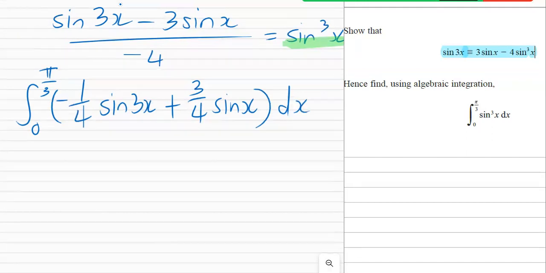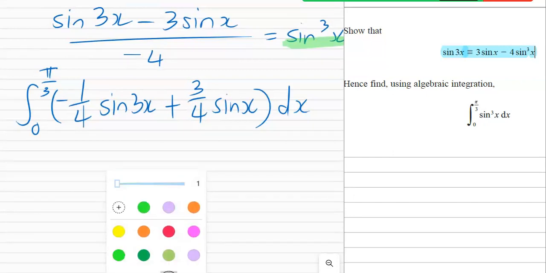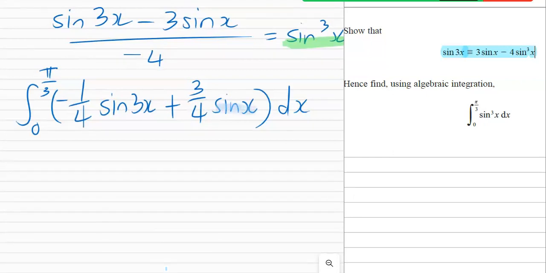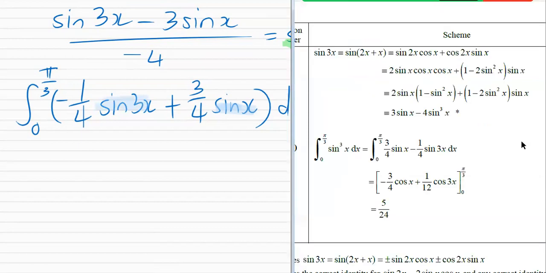The sine x you can do pretty easily. So I'll grab the mark scheme. This one we can do straight away because sine goes to cos. This one is a little bit more complicated. So let's take a look, follow on. Take a look at the mark scheme.